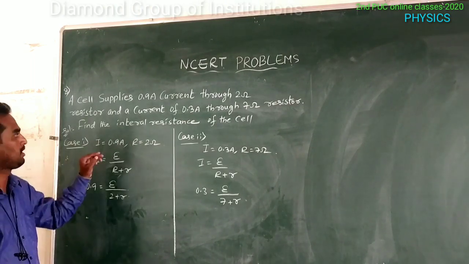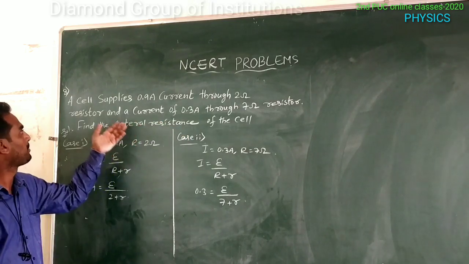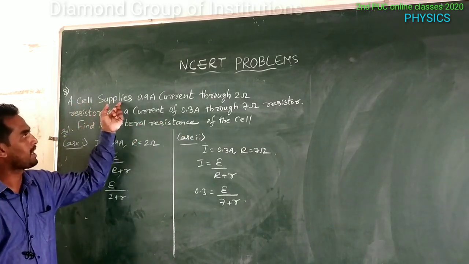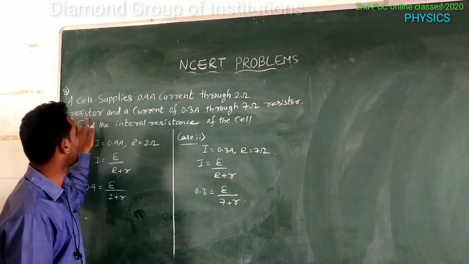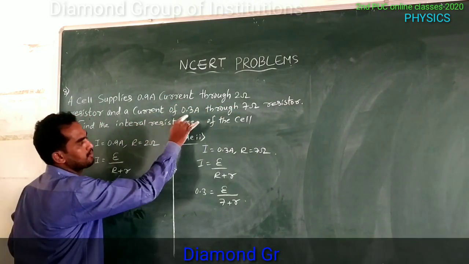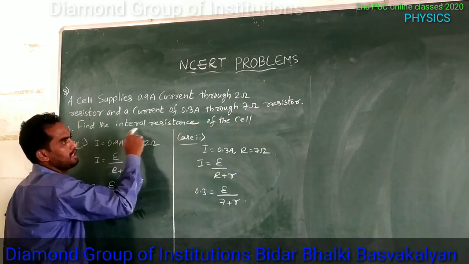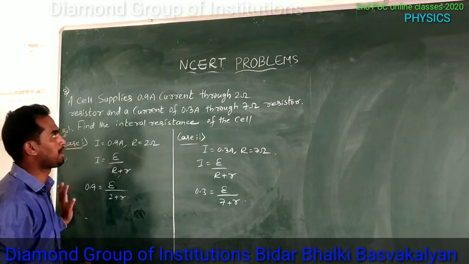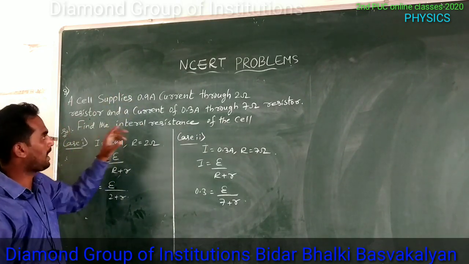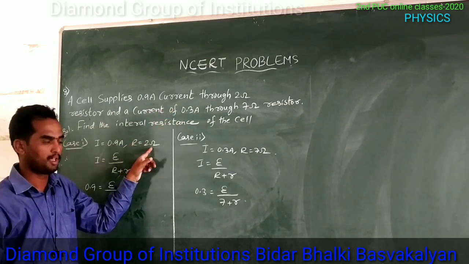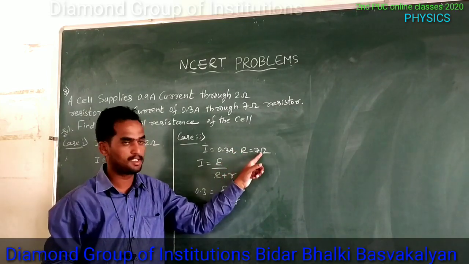Next numerical, how to find the internal resistance of this cell. The problem mentioned here is a cell supplies 0.9 ampere current through a 2 ohm resistor and a current of 0.3 ampere through a 7 ohm resistor. Find the internal resistance of this cell. That means first 0.9 ampere current is mentioned, and the resistance value is 2 ohm. And the next current value is 0.3 ampere and the resistance is 7 ohm.